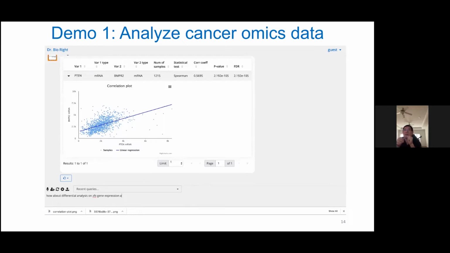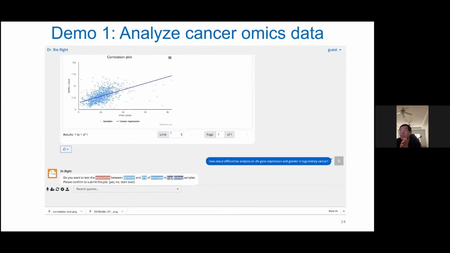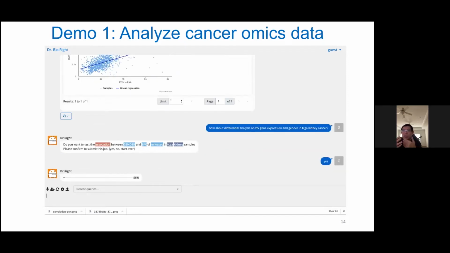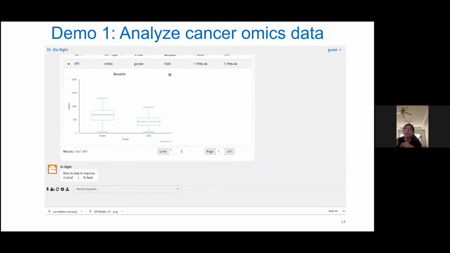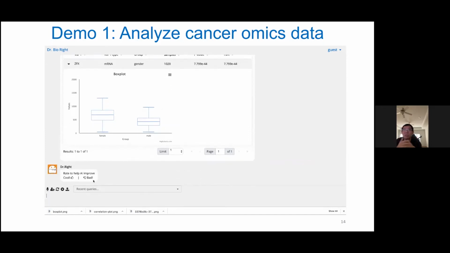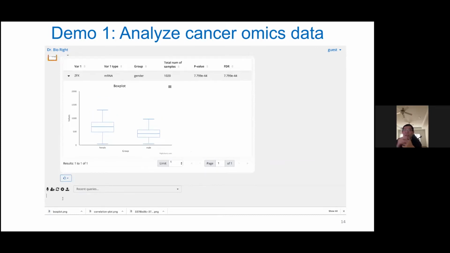So here, basically, you have another task. Say, how about doing a differential analysis between genders? So you're interested in female patients and male patients in kidney cancer. You just type this sentence, and then DrBioRight tries to understand and says, do you want to do association between gender and the gene? You get this result in kidney cancer. The female gender has much higher expression of this gene. And then don't forget to give us feedback, a thumbs up. That's good tuning.